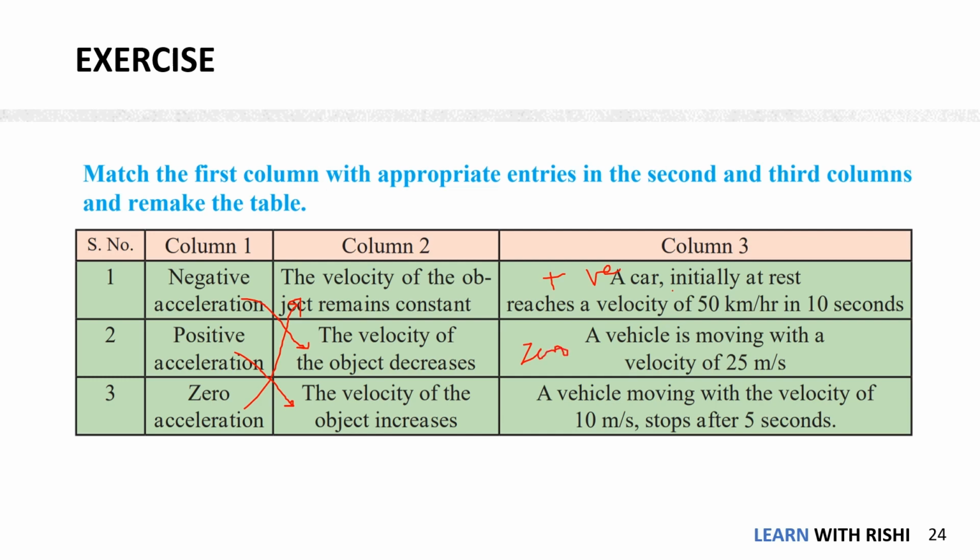And the last, the vehicle moving with a velocity of 10 meter per second stops after 5 seconds. Now here see the difference. Here they have told that the vehicle is moving with 10 meter per second, but after 5 seconds it gets stopped. It means the final velocity will be 0, and the initial velocity is 10. So from 10 meter per second to 0 meter per second, the velocity has decreased. So this is nothing but negative acceleration. I hope you understood what is negative acceleration, positive acceleration and zero acceleration.